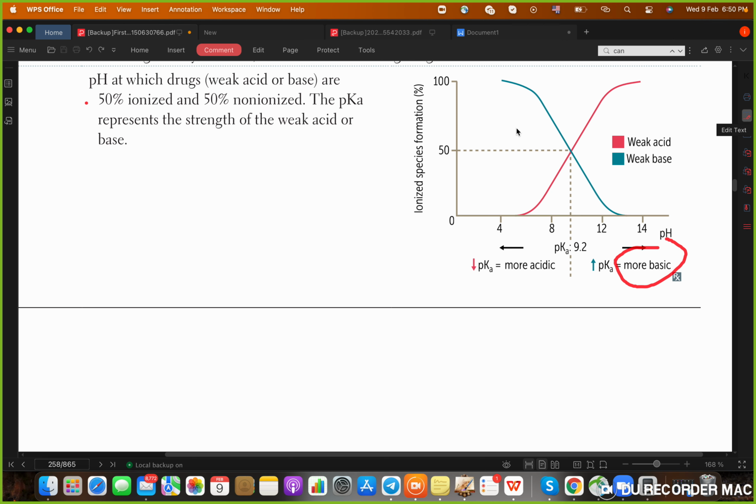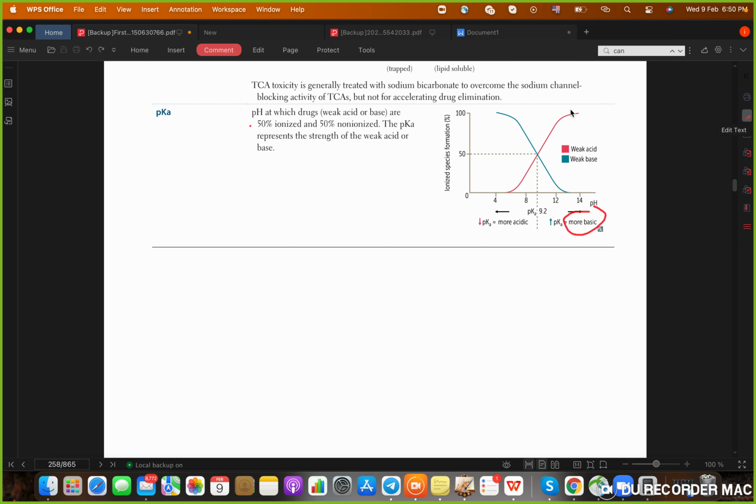And vice versa when the pKa is less than 9.2. So that's more than 9.2 and this is less than 9.2. So when it's less than 9.2, as I said previously, everything is going to reverse.